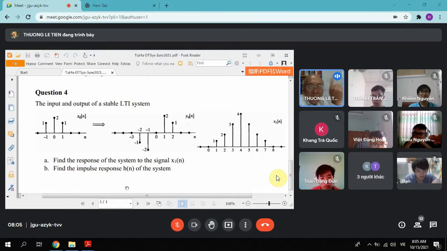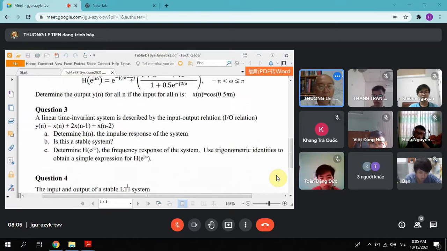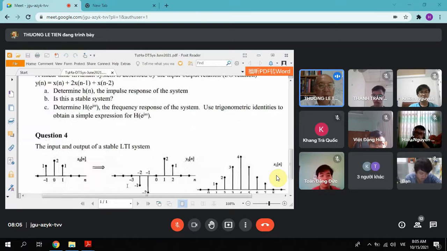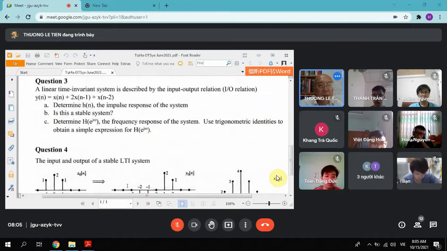Bear in mind, this is a stable LTI system. And for part B, you find out the impulse response of the system. Use the identity to obtain the expressions. Now the question 3 and question 4.